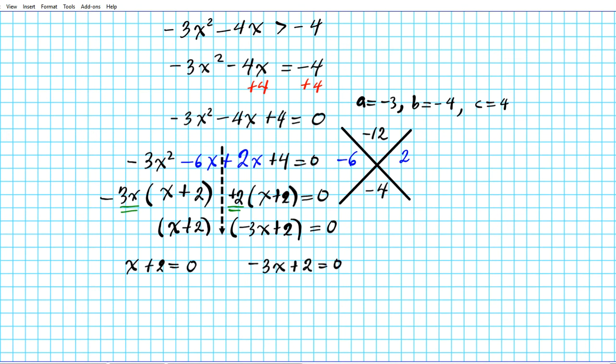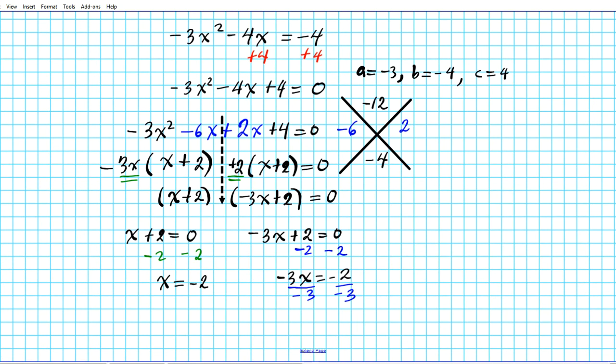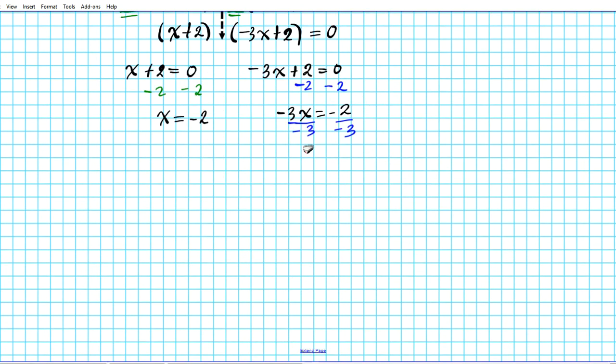For the first one, we subtract 2 from both sides. That gives us the first critical value of negative 2. For the second one, we'll subtract 2 first. Negative 3x equals negative 2, and then divide by negative 3. That gives us our second critical value. X equals minus over minus is plus 2/3. Remember, when you divide two signs that are identical, you always end up with positive. Okay? Alright, so we found our critical values.